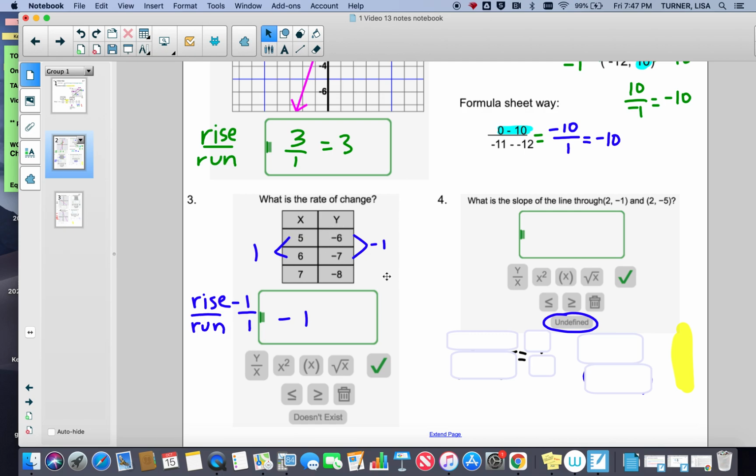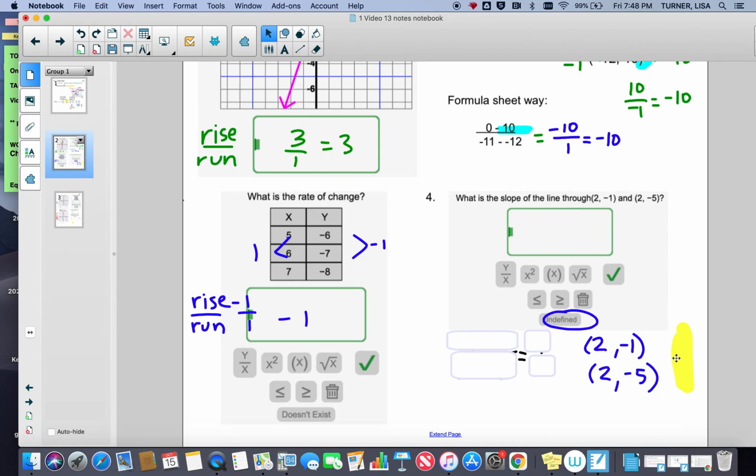Now this next one's an undefined answer, so go ahead and circle that up, undefined, and I want to show you both ways to do this. Now, I personally like, if I'm given 2 points, I could draw it on a graph and see it on the graph. All right, but I like to write them one above each other, like they're in a little table. So write them above each other, right? 2, negative 1, and the point 2, negative 5.